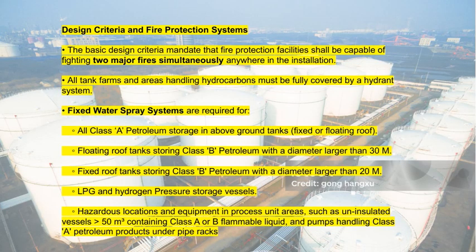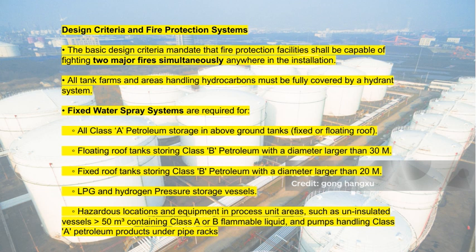Let's take a closer look at the design criteria and fire protection systems outlined here. First, the basic requirement is that our fire protection facilities must be capable of fighting two major fires simultaneously anywhere within the installation. This ensures we have adequate coverage and response capability in case of multiple incidents. Next, it's essential that all tank farms and areas handling hydrocarbons are fully covered by a hydrant system. This is a fundamental safety measure to quickly suppress fires in critical zones.